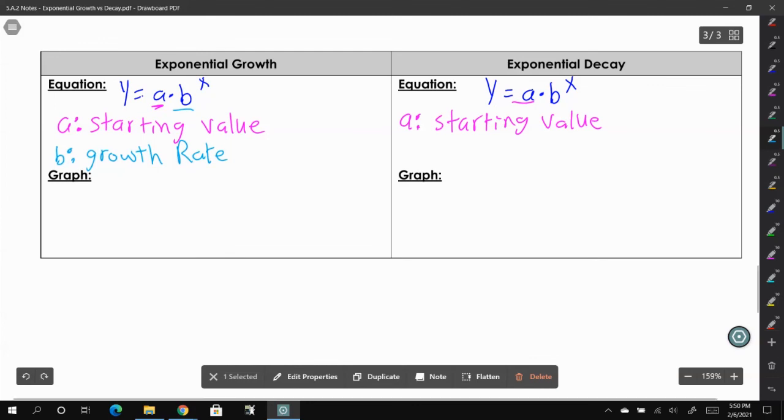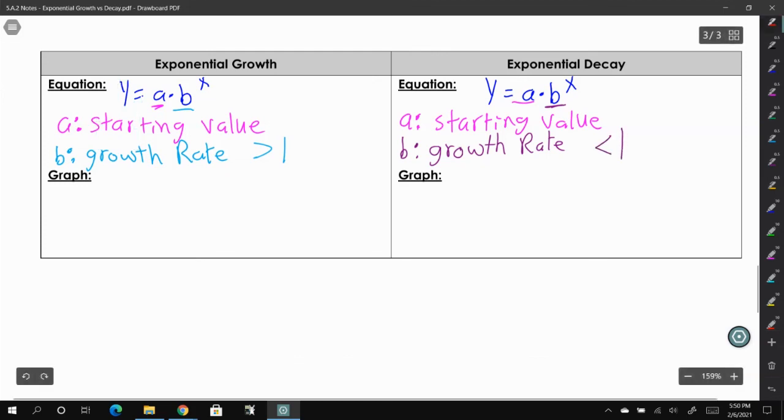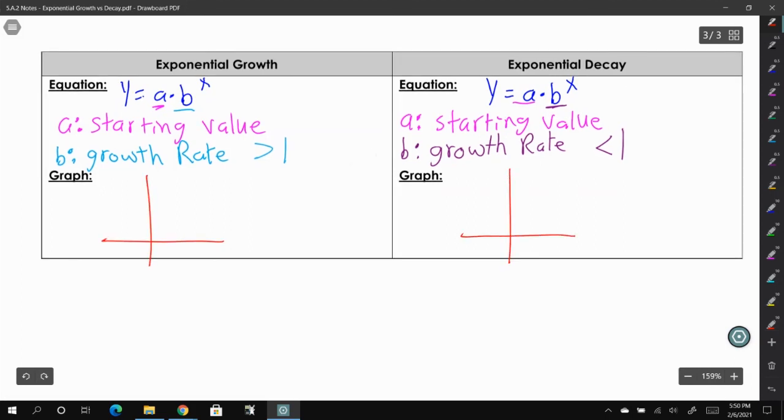But in exponential growth, the growth rate is greater than 1. In exponential decay, b is still the growth rate, but it is less than 1. And then what the graph looks like in exponential growth, that was just like the one we had. The graph goes up really quickly. And in exponential decay, the graph goes down really quickly. So that's what the two graphs look like. So we're going to spend some more time comparing what exponential growth and decay look like, and some real life examples that we see.